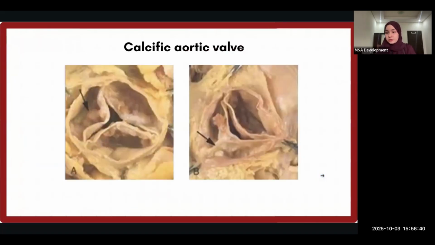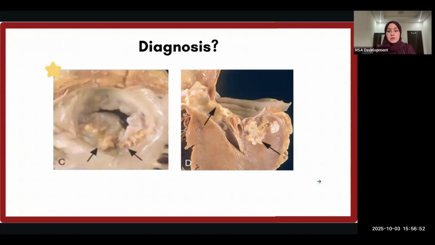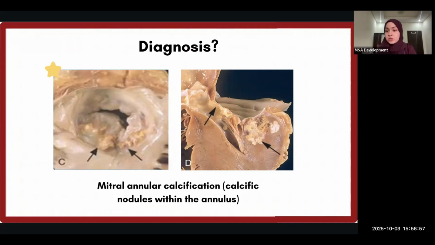Next question. Oh, this is not a question. This is just showing you a calcific aortic valve. So you can see the aortic valve with these calcifications. You can get either of these pictures, so focus on them. Now, diagnosis. This is mitral annular calcification, which is basically calcification in the annulus of the mitral valve. And you can see them here, pointed at by the arrows.